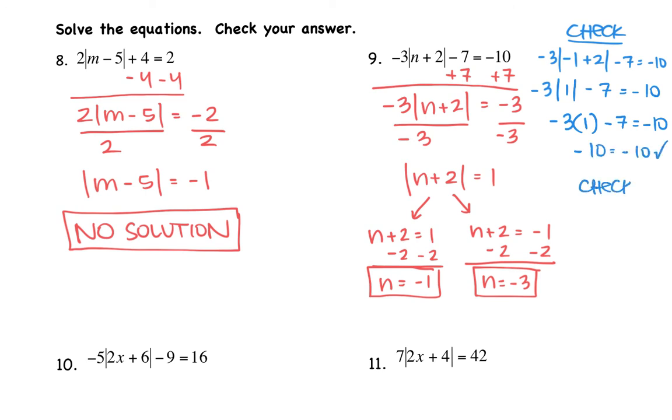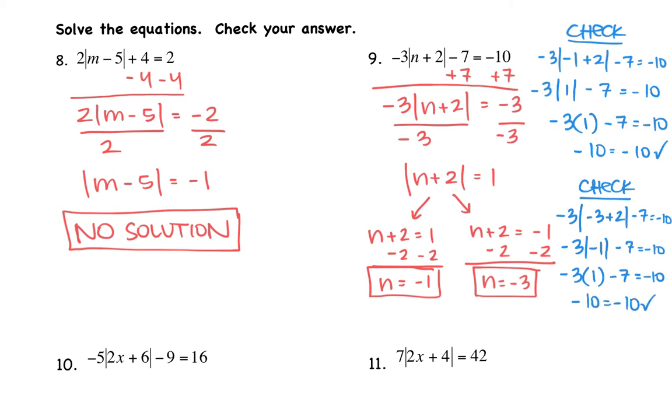I'm ready to check the second one here. So I've got -3 times the absolute value. This time I'm going to plug in -3. So again, absolute value bars first, that gives me -1. But the absolute value of -1 is +1. And so just like before, -3 times 1 is -3, minus 7 is -10. So that one worked as well.